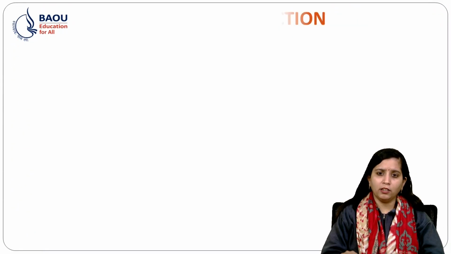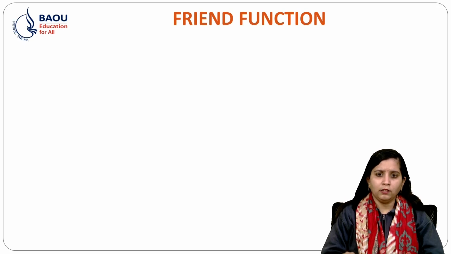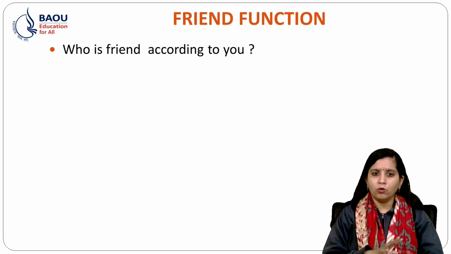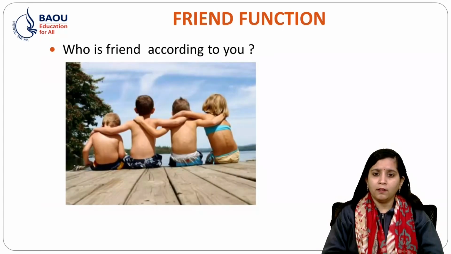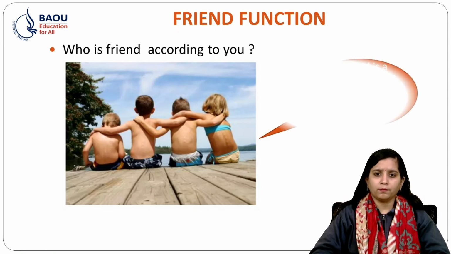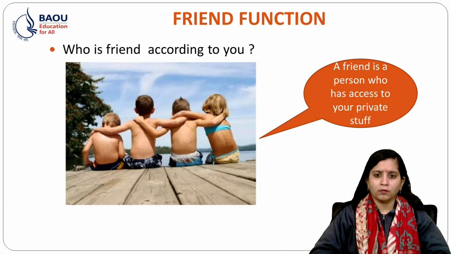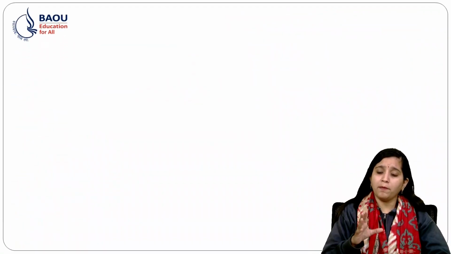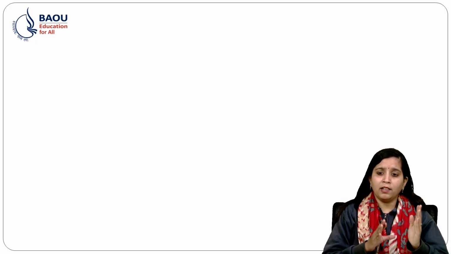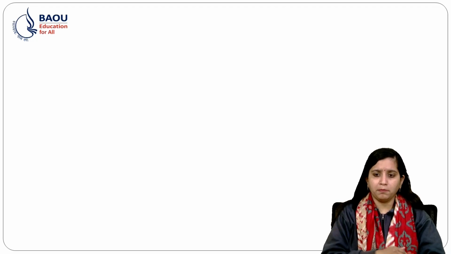Now let's see another topic of this class, that is friend function. So according to you, who is a friend? A friend is a person who has access to all your personal stuff, right? So the concept of friend in real life is the same in our C++ language also.